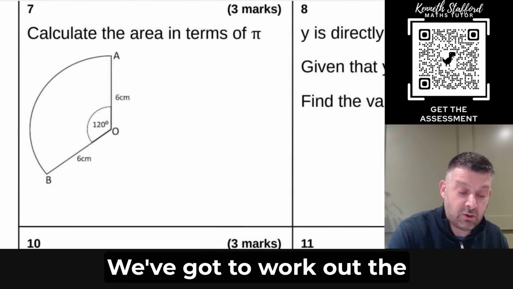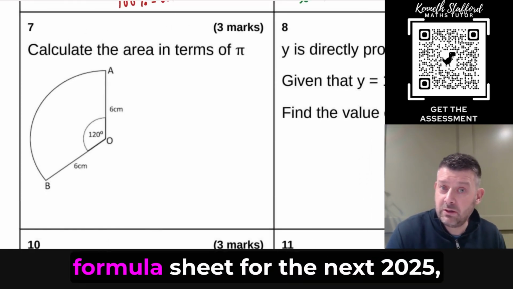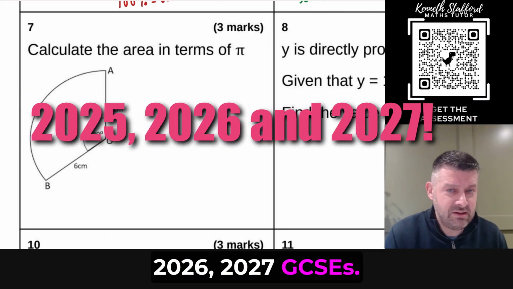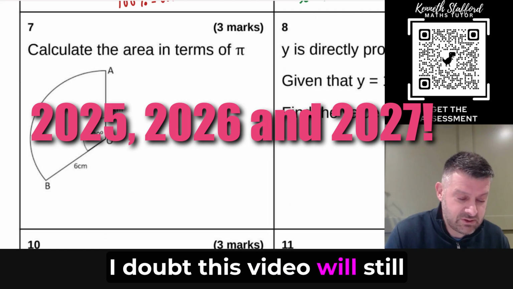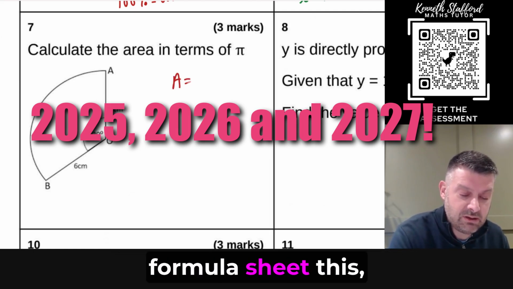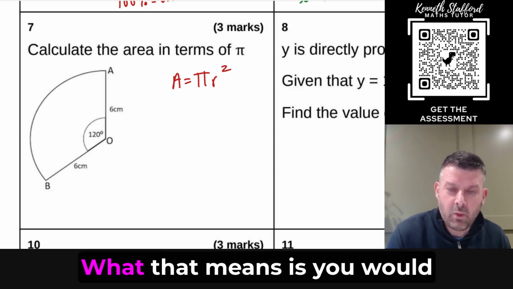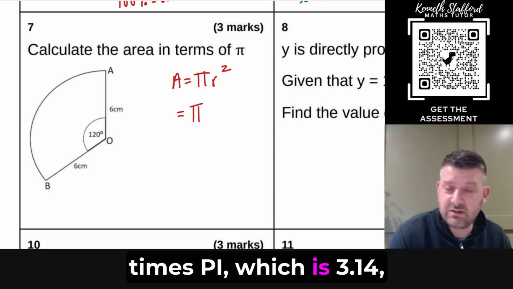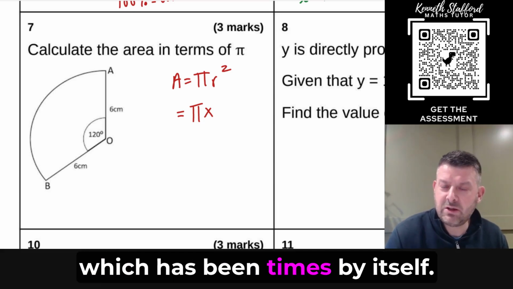Question 7, we've got to work out the area of a sector. Now, you should be getting the formula sheet for the next 2005, 2006, 2007 GCSEs. So if you're watching this video, you're probably going to get the formula sheet. I doubt this video will still be around when they take the formula sheet away. So you'll be told on the formula sheet this. The area of a circle is pi r squared. What that means is you would times pi, which is 3.14 roughly, by the radius, which has been times by itself.